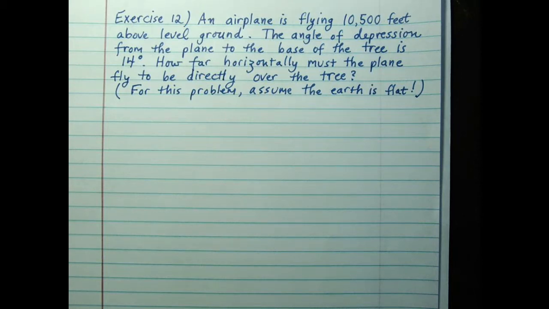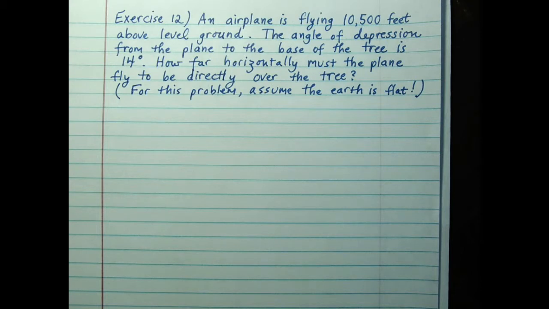So this is the second application problem we're looking at in this section, a little bit more complicated than the first one. An airplane is flying 10,500 feet above level ground. The angle of depression from the plane to the base of the tree is 14 degrees. How far horizontally must the plane fly to be directly over the tree? And for this problem, we join the Flat Earth Society. We're going to assume the Earth is flat.